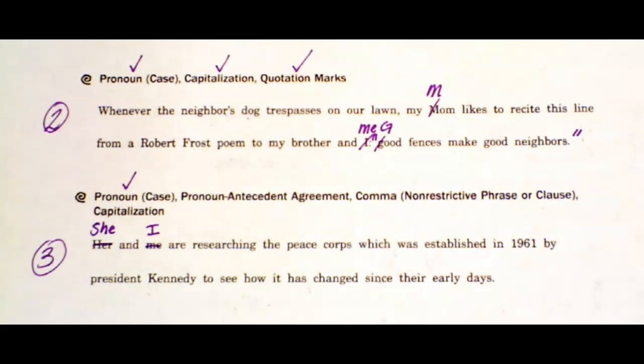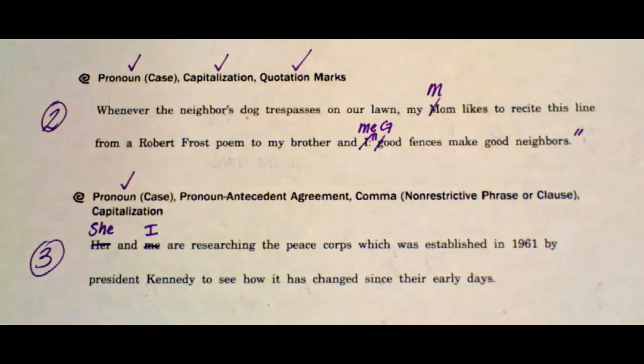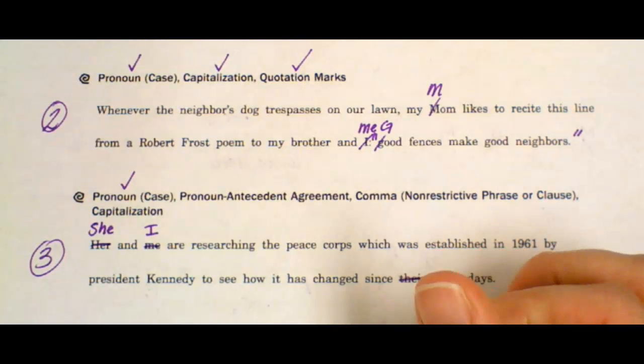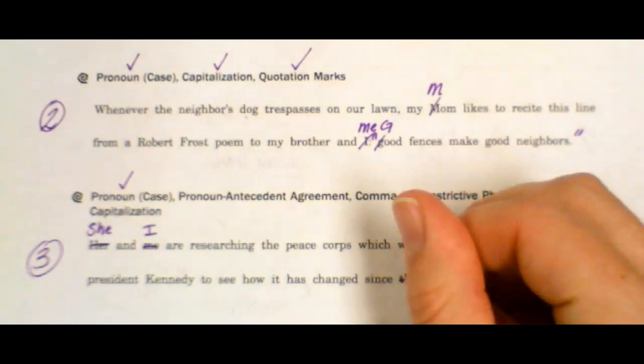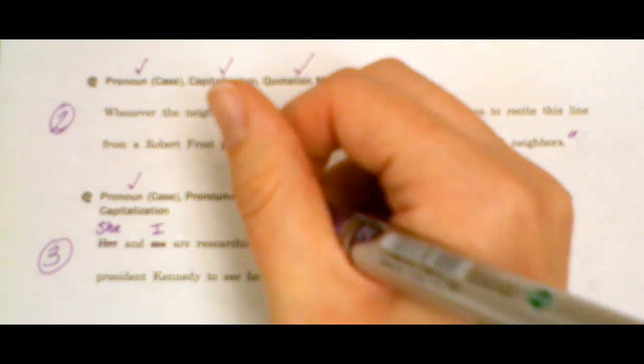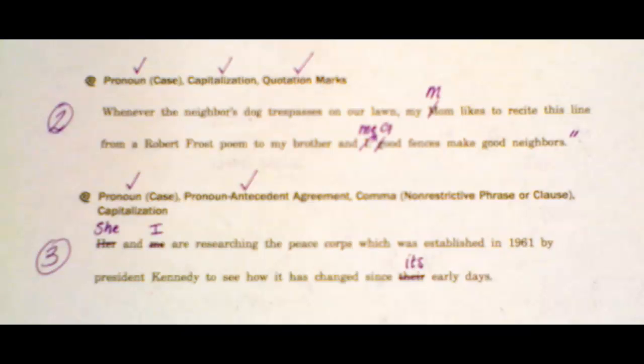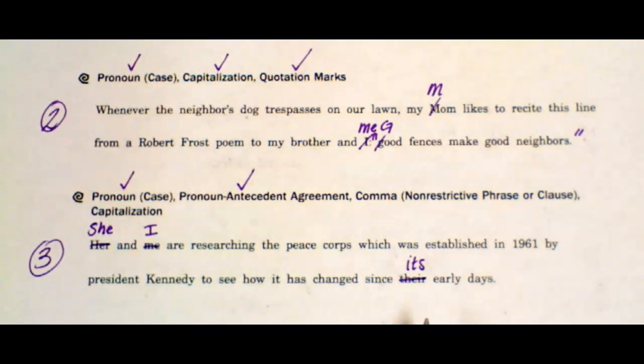We also need to address a pronoun antecedent agreement error. So now remember, with this grammatical rule, we need to make sure our pronoun agrees in number with the noun. Okay, Peace Corps is a singular organization, so I need to replace this word there with a singular pronoun. An organization is not gendered, so I'm going to replace their with its. That would fix my pronoun antecedent agreement error.